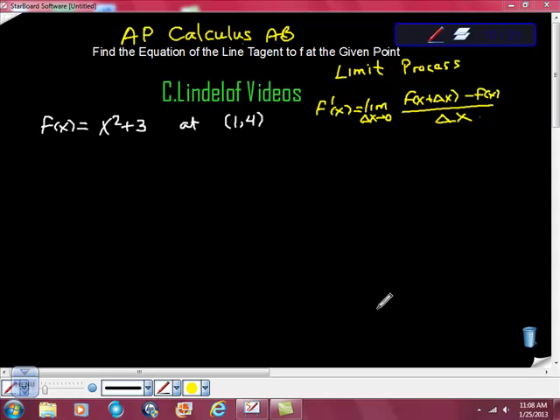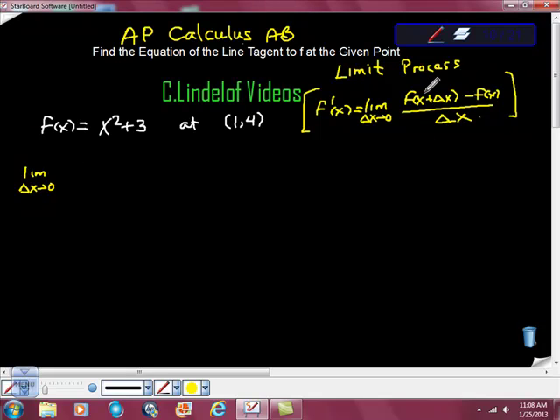AP Calculus AB. Find the equation of a line tangent to f at the given point, and we're going to use the limit process here, and this is the limit process that we're going to use to find this derivative. So you need to use this limit process and show the limit the whole time until you actually take the limit, but you don't need to use this f prime at x notation. So I'm going to just start by saying that it's the limit as the change in x approaches 0.